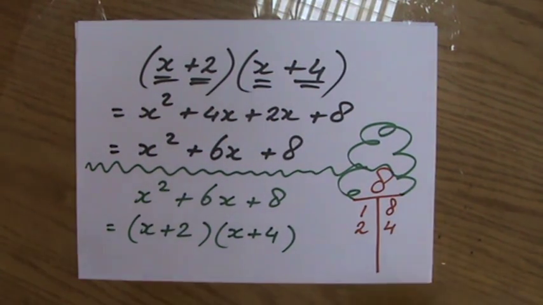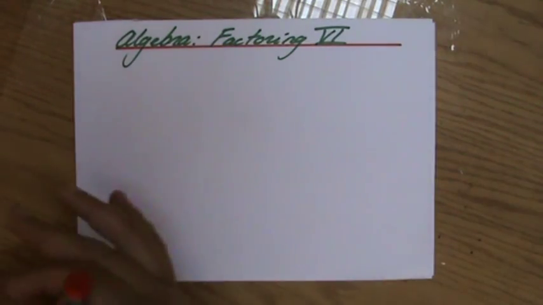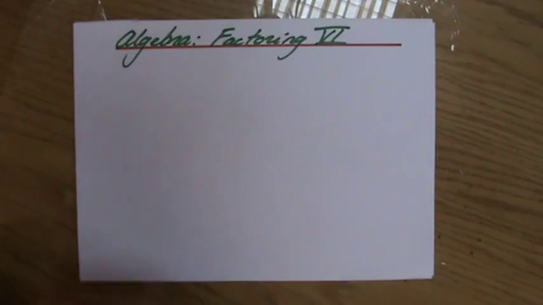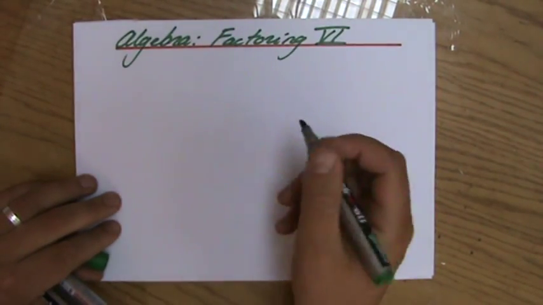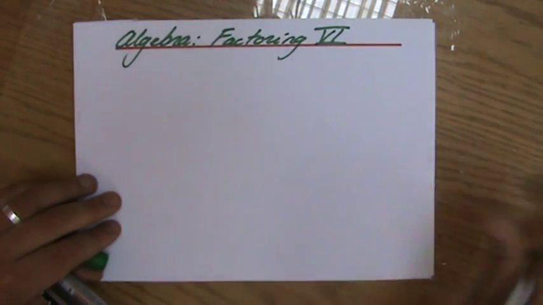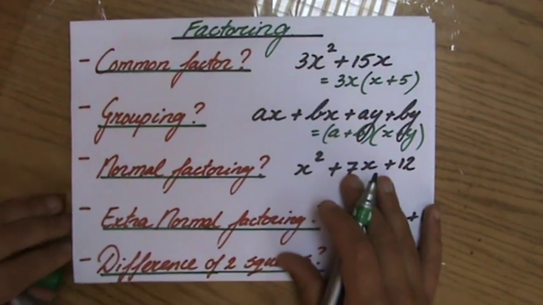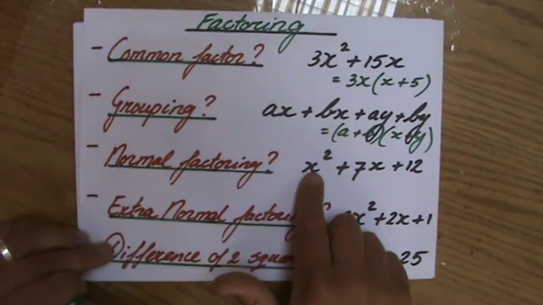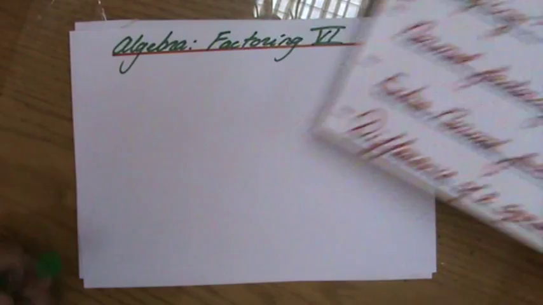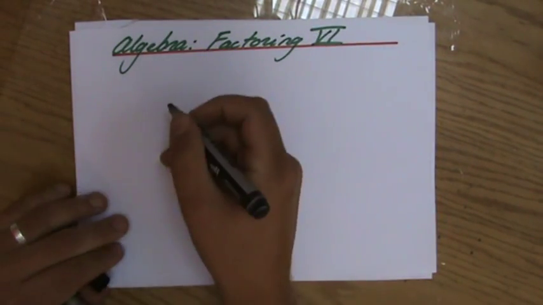Fantastic. All right, I'm going to give you another example, don't worry, of the normal factoring, if you like. Let me do a different one. No, let me do this one now, okay? And then in the next video I'll give you more examples. X squared plus 7x plus 12.